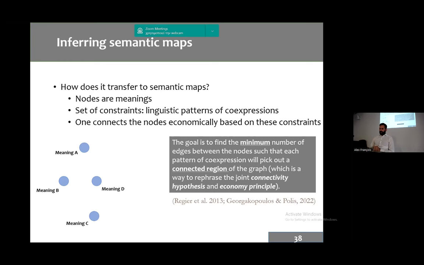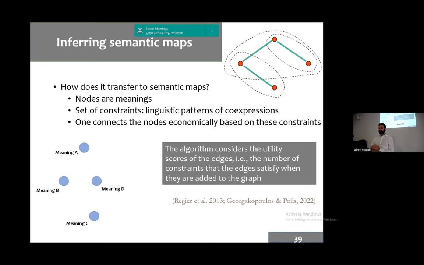Now, how does this work? How does this algorithm work? Because we remember what we are talking about: automatic plotting. The algorithm considers the utility scores of the edges, that is the number of constraints that the edges satisfy when they are added to the graph. So that's a bit difficult. I will try to explain that. So what's the utility score here, for example?